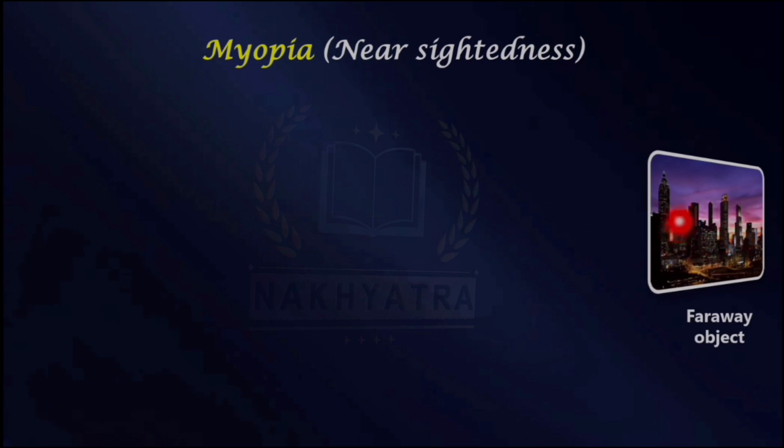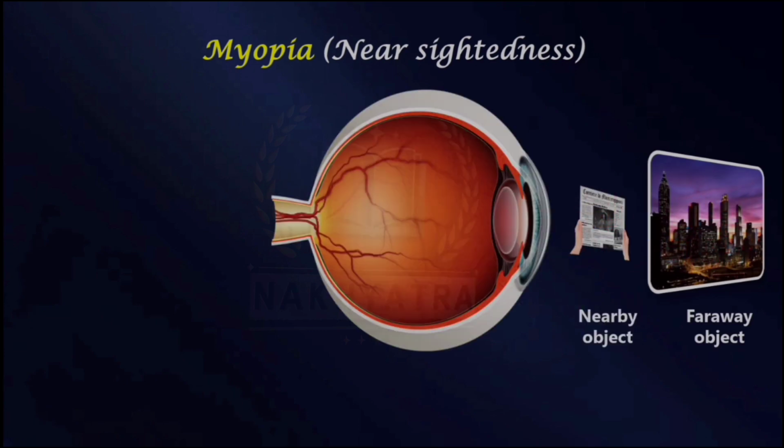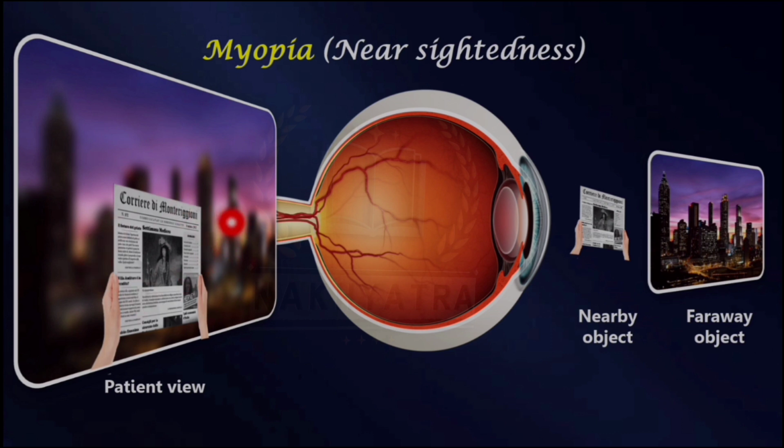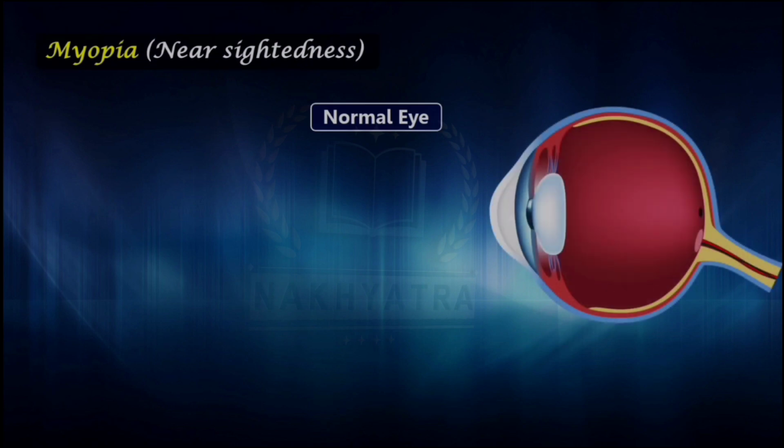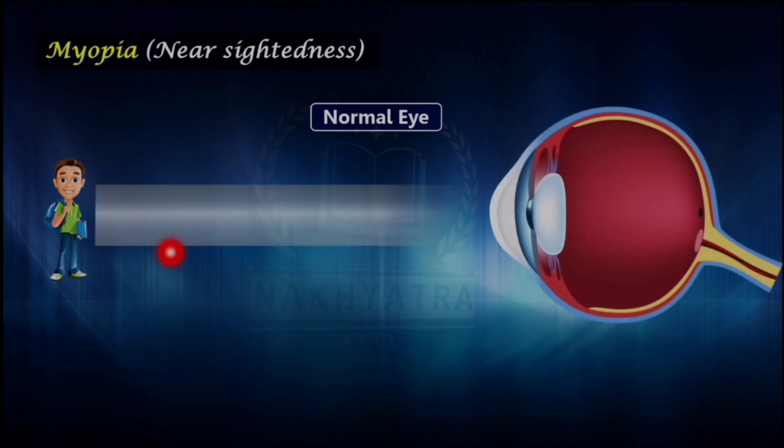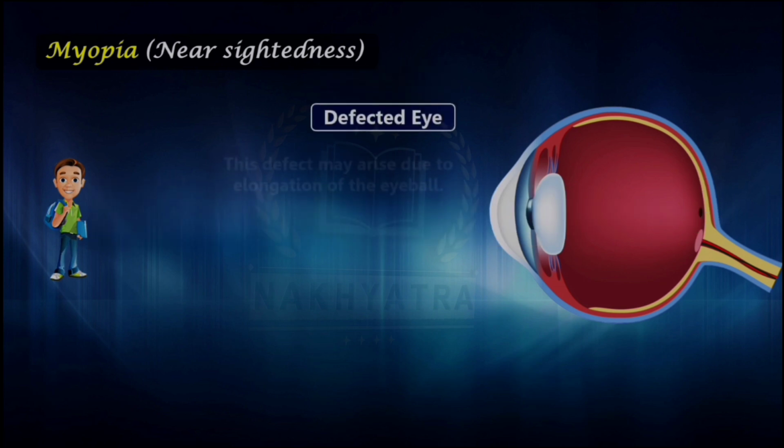This is a faraway object and this is a nearby object. Now see, this is patient view. As you can see here, the patient can see the nearby objects clearly, but they cannot see the faraway objects clearly, and it seems to be blurry. Now see here in normal eye, this is how the image forms on the retina. Now let us see in defected eye.